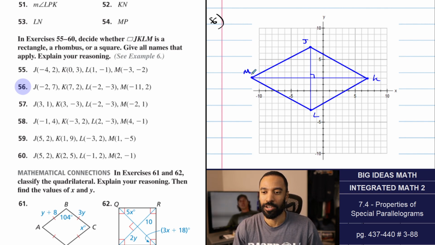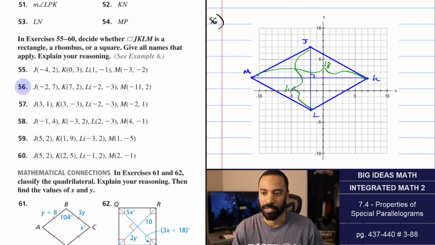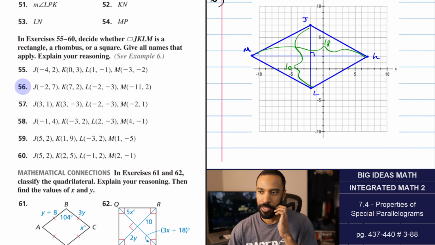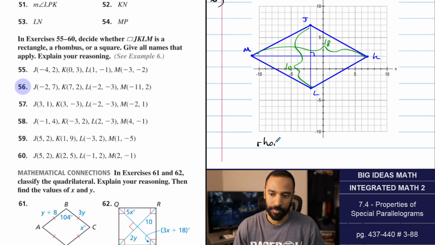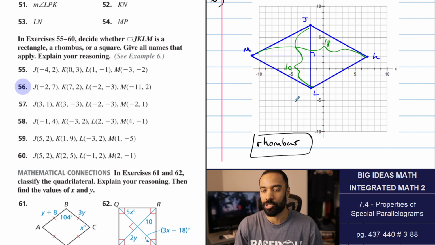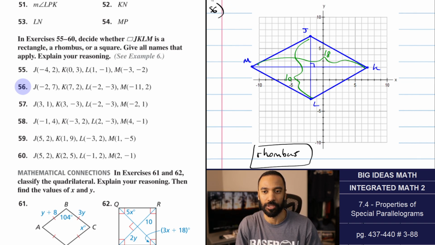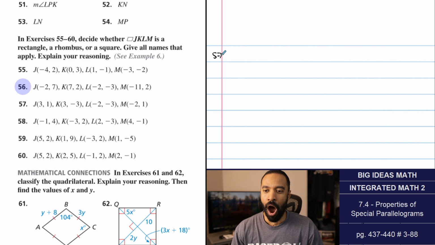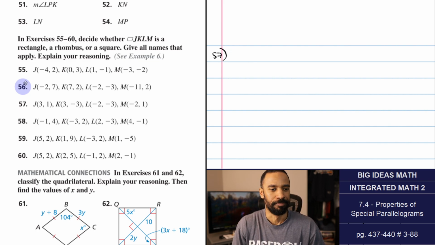But this count right here from negative 11 to 7, that length is 18. And this length from 7 to negative 3, that length is 10. So not the same length there. This is a rhombus. It is not a rectangle, therefore it's not a square. We already know it's a parallelogram. We're just working off the perpendicular diagonal distances there. Diagonals bisect their angles, yada yada.